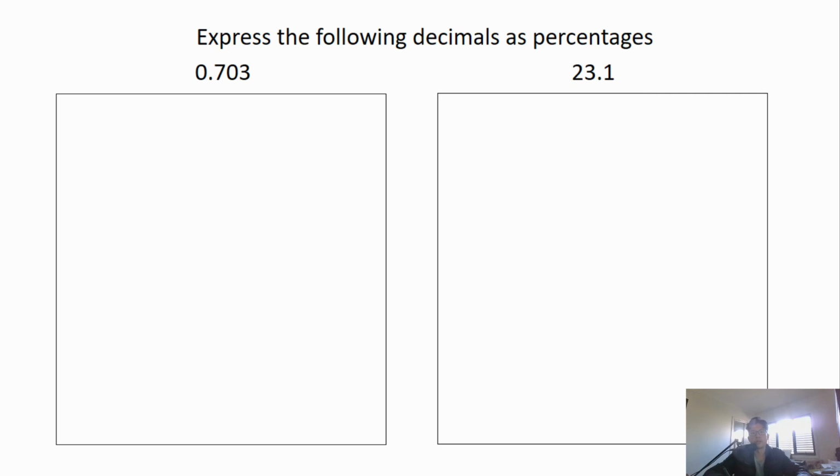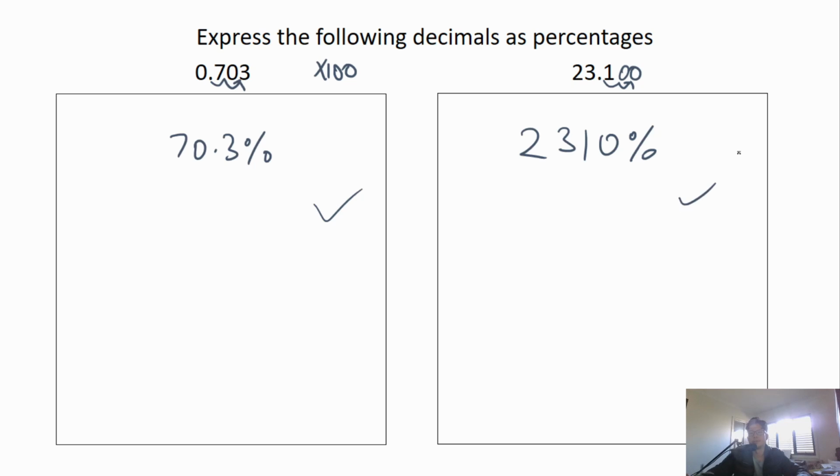Alright, so this first one on the left, once again, just multiply by 100, which is moving the decimal point to the right 2 spaces. That's 1, 2, and you get 70.3%. And this one here, just add another couple of zeros, move it 2 spaces, and you get 2,310%. Give yourself a tick if you got these 2 correct as well.